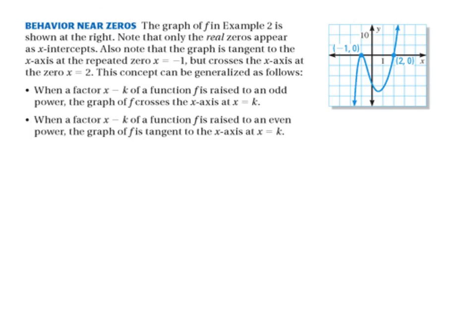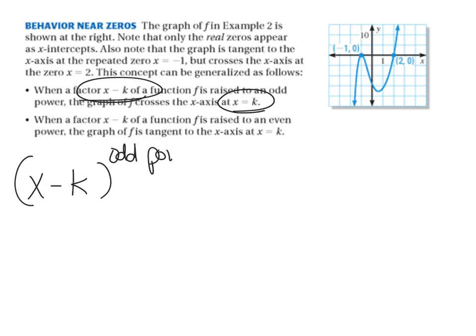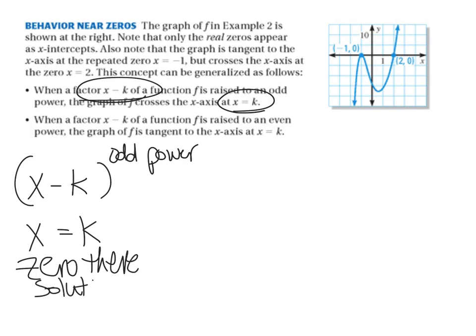When a factor x minus k of a function f is raised to an odd power, the graph crosses the x-axis at x equals k. So the factor x minus k is raised to an odd power. 1 is odd. The graph crosses the x-axis at x equals k. It's a zero right there, or a solution right there.